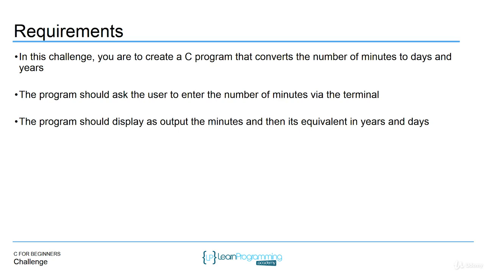Now it gets tricky because these are all going to be doubles. So the results are going to be decimal numbers, right? Where you have floating point numbers, because a lot of times you might enter 50 minutes. Well, how is 50 minutes equivalent in years and days? Well, it's 0.0000 or something, right? Because years and days are much larger than minutes.